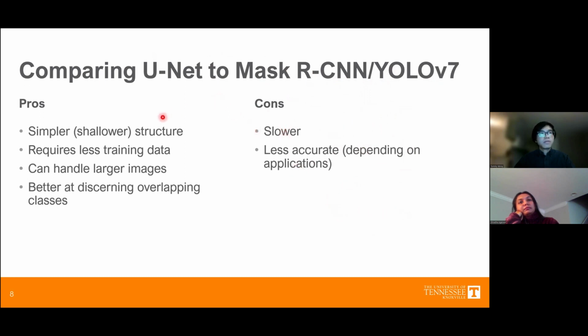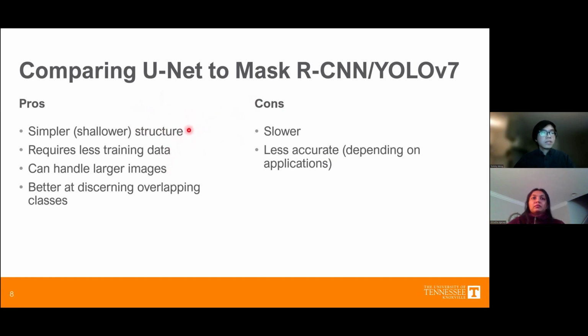So the pros of using UNets over the instance segmentation networks is that it's typically a simpler or shallower structure. It has fewer layers compared to, for example, YOLO or Mask R-CNN, which could go up to more than 100 layers. Many UNets only have fewer than, say, 50 layers, and it is able to perform similarly. Because of the simpler network structure, it could also require less training data because it has fewer parameters within that network to be trained.